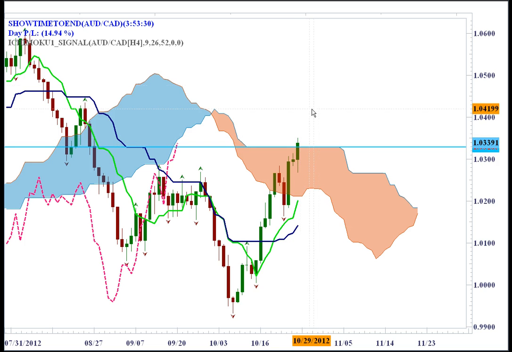cloud. Now the thing about this also, it may not close above the cloud or it may close just above the cloud, but then it could retrace a little bit and then come back for another attempt to bust through the cloud. So breakouts are always risky, and they're hard to trade depending on circumstances. So we want to see what's going to happen here.